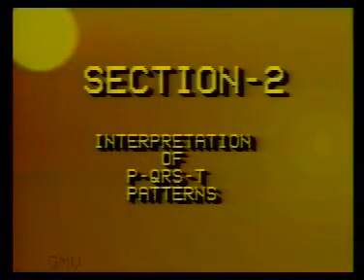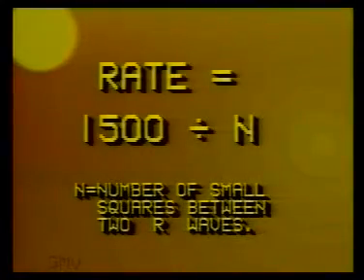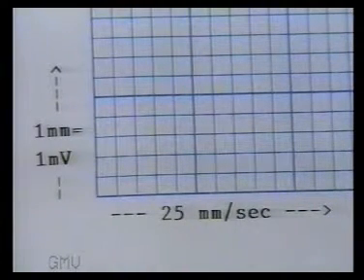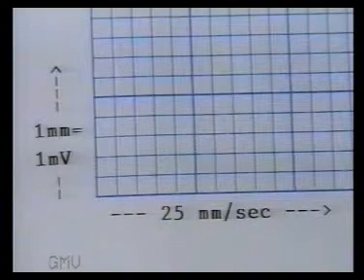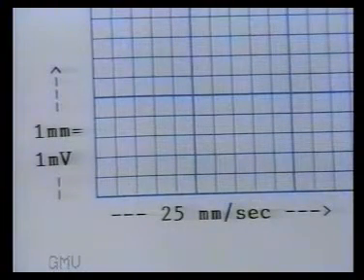Now we come to the second section on interpretation of PQRS-T patterns. Calculation of the heart rate. The heart rate is calculated by measuring the number of small squares between two successive R waves. 1500 divided by this number gives us the heart rate per minute. The standard ECG paper runs at a rate of 25 millimeters per second. So each small square represents 0.04 seconds and each large square represents 0.2 seconds, and 1500 small squares represent 1 minute.